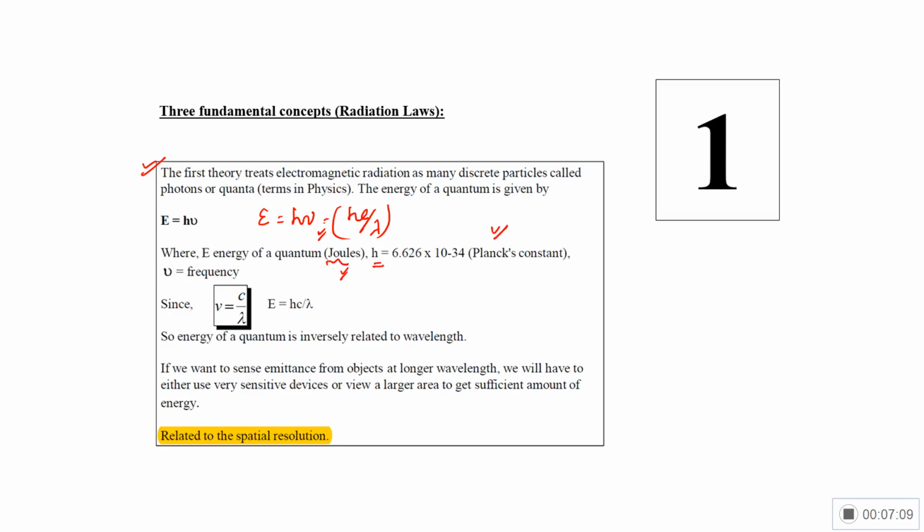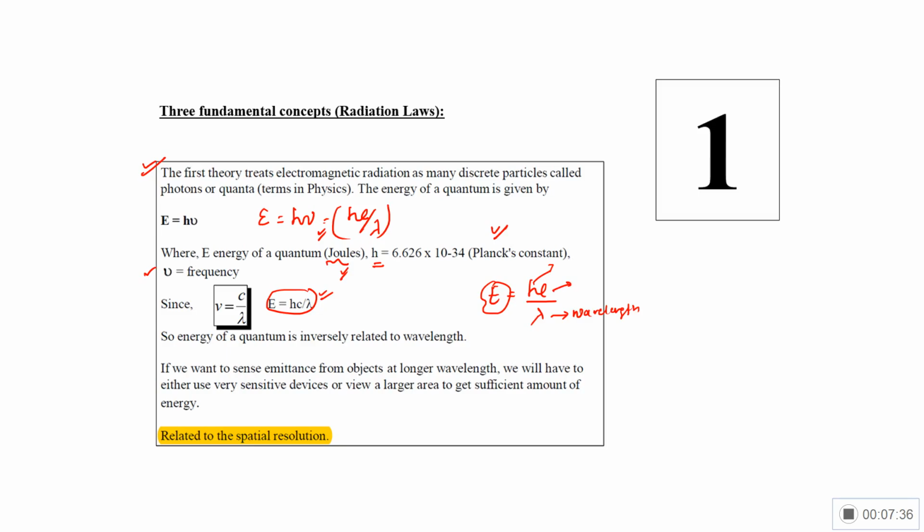Okay, and nu is your frequency. So E is equal to hc by lambda. So the energy of a quantum is inversely proportional to wavelength. Lambda is your wavelength, c is the velocity of light in vacuum, h is Planck's constant, and E is the energy in joules.